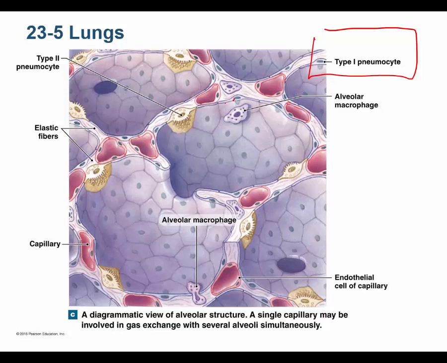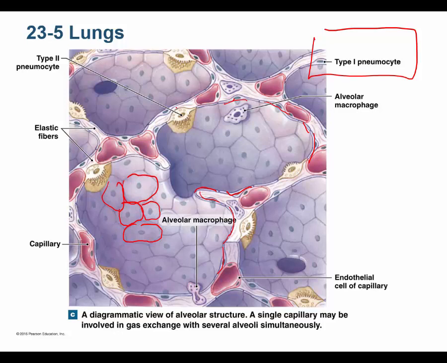So type 1 pneumocyte here, another one here, another one here, here. Skip that. That's an alveol. That's a type 2 pneumocyte. Here, here, here. See how these type 1 pneumocytes are just lining the alveolar sacs? So the type 1 pneumocytes have the greatest surface area in the alveoli, and they line the alveoli.